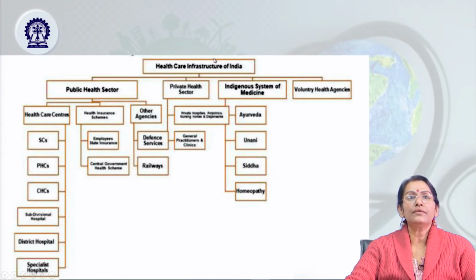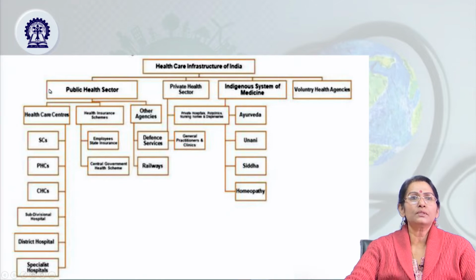So, how does the healthcare infrastructure in India appear? The main domain is the public health sector, then the private health sector, and the indigenous systems, that is our traditional medicines like Ayurveda, Unani, Siddha and homeopathy. Then some voluntary health organizations, social agencies, NGOs and social entrepreneurs also work in this.